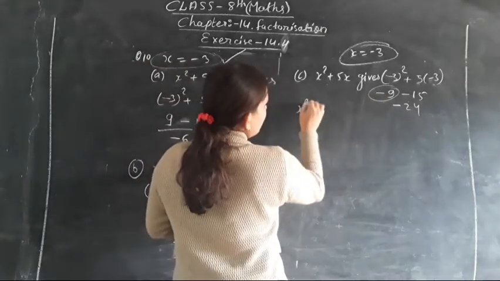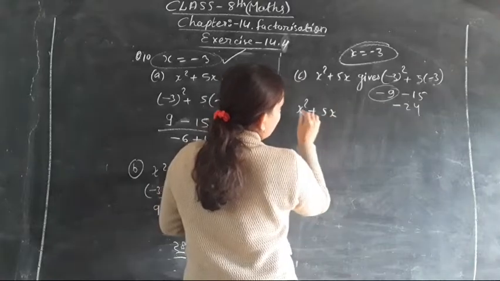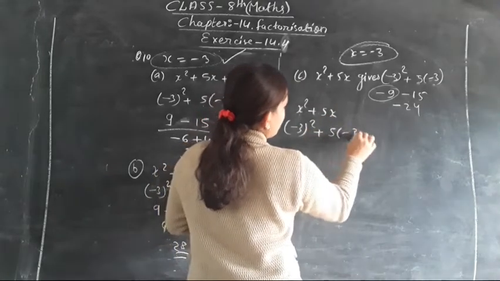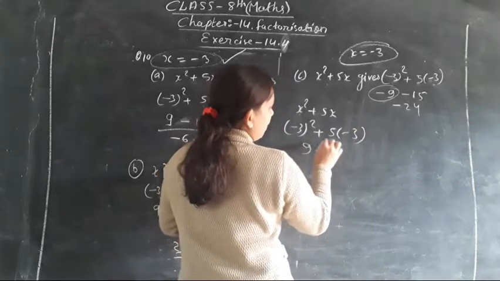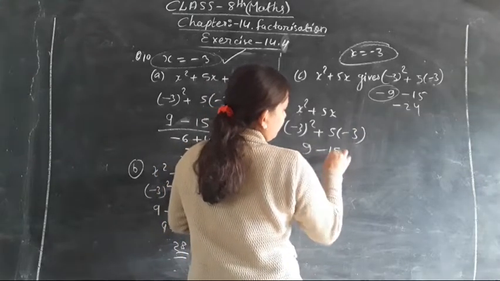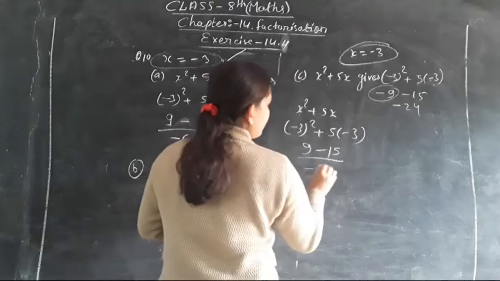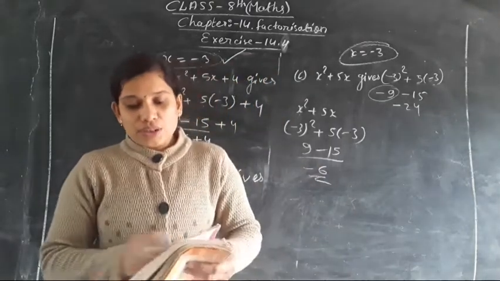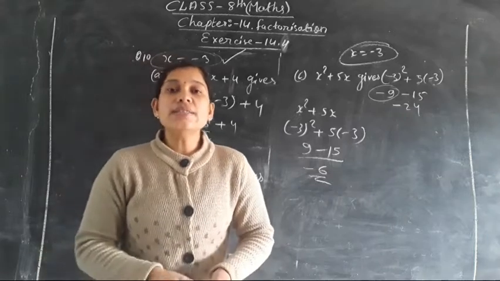So while solving this equation, what do you have to get? X square, that is minus 3 the whole square, plus 5 into minus 3. So here it will be 9, here it will be 15, isn't it? So 9 minus 15 is minus 6 as the answer. Clear to everyone? So here we will get the answer as minus 6.